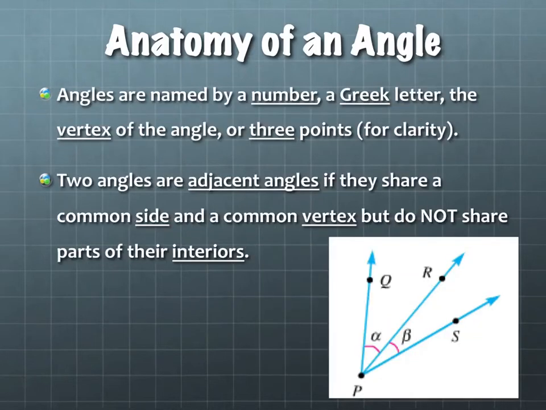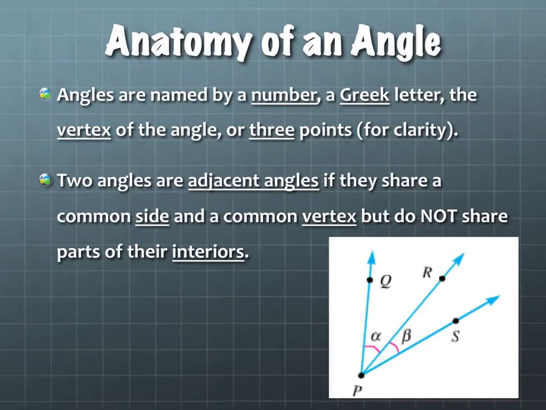Yeah? Okay. A bit more about angles. Angles can be named in a number of different ways. They could be named by a number: angle 1, angle 2, angle 3. They could be named by a Greek letter. That's what you see in this picture, alpha and beta. Those are angles. Or they could be referenced by the vertex of the angle, or 3 points along the angle itself.